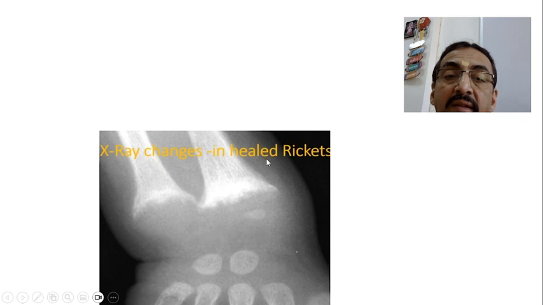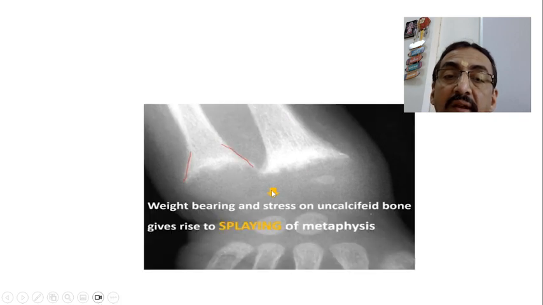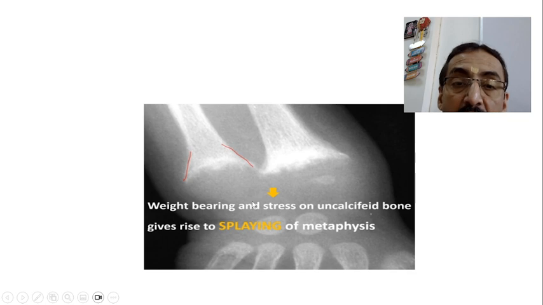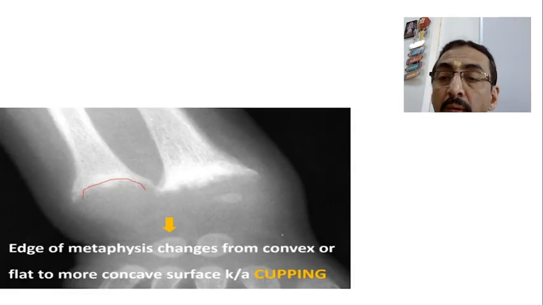The X-ray changes in the wrist. This is again the X-ray changes in rickets. The weight bearing and stress on the uncalcified bone give rise to splaying. So this is splaying, which means it keeps spreading sideways. This is because of more weight bearing on the soft area of the bone. The edge of the metaphysis changes from convex or flat to a more concave surface, like cupping.